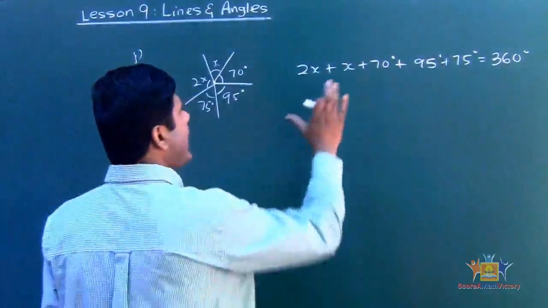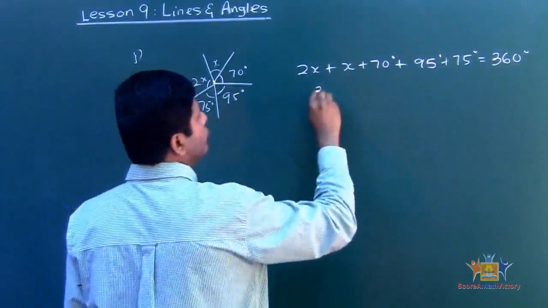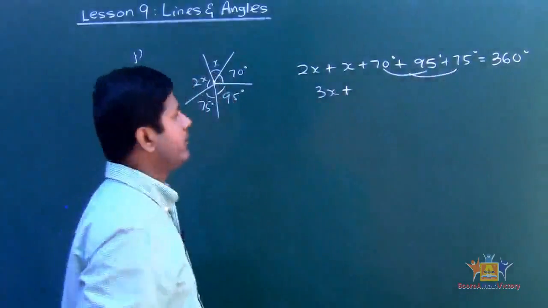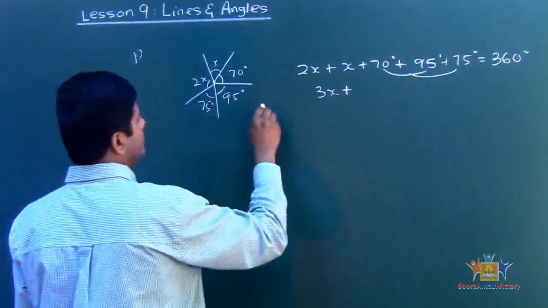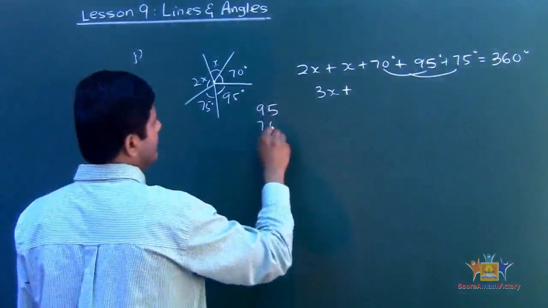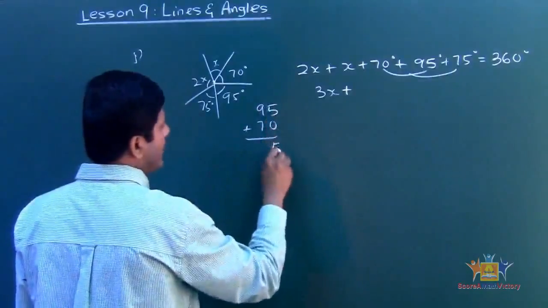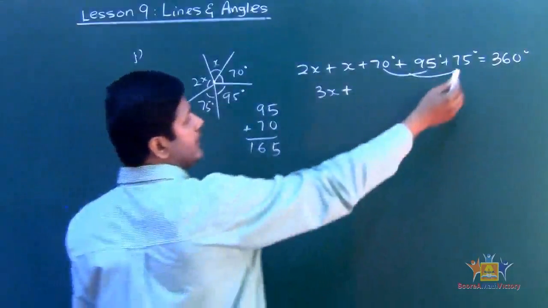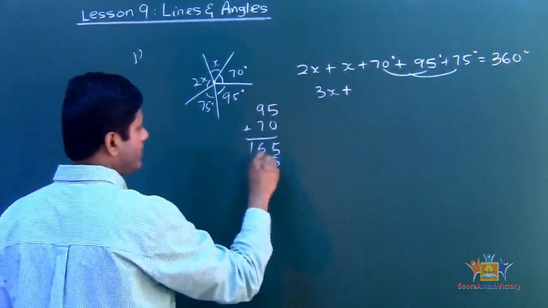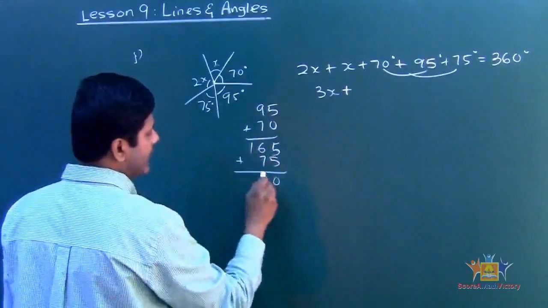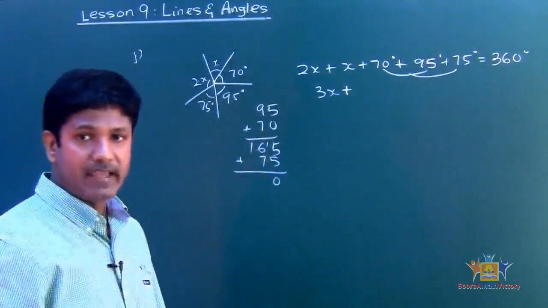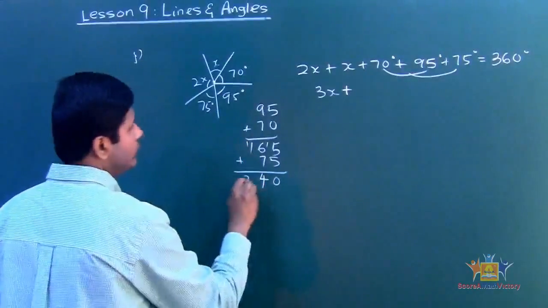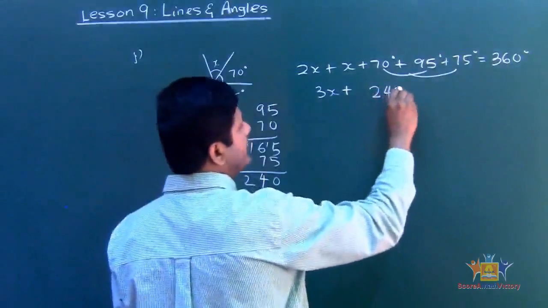Okay, now the best thing to do is add them up before you bring them across the bridge. We're looking for x. 2x plus x, 3x. Then we're going to combine using the pairing method. Let's add the 95 with 70. 5 plus 0 is 5, 9 plus 7 is 16, so 165. Then let's bring 75 and line it up. 5 plus 5 is 10, carry 1, 6 plus 1 is 7, 7 plus 7 is 14, carry 1, 1 plus 1 is 2, so that came to 240 degrees.